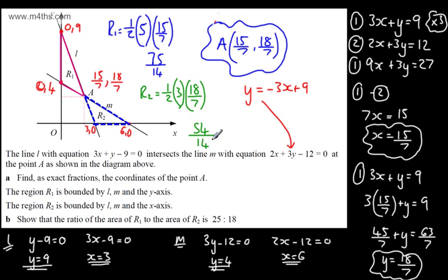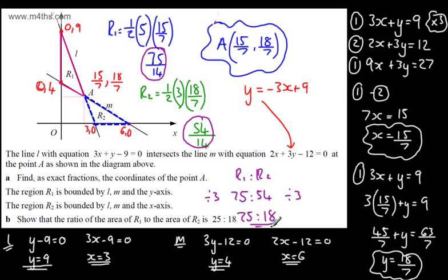So if we look at this now, we can say as an unsimplified ratio, we've got R1 to R2 is going to be 75 to now the 54. I'm going to divide both of these by 3, and that's going to give me 25 to 18 as required.